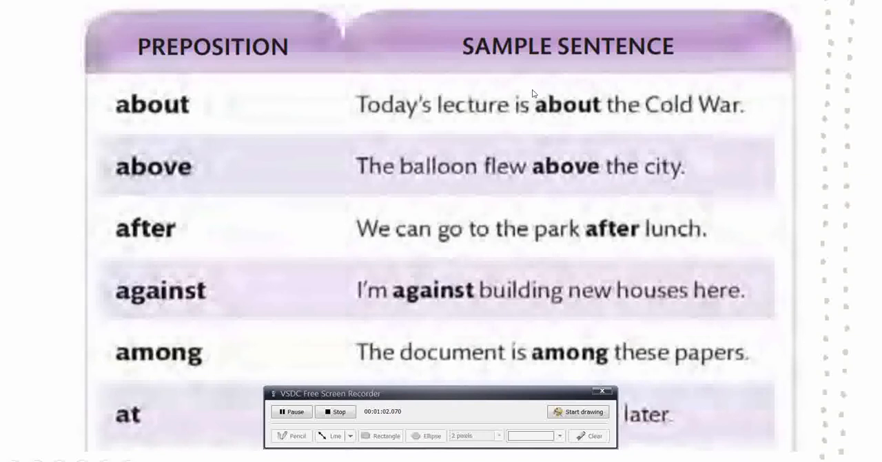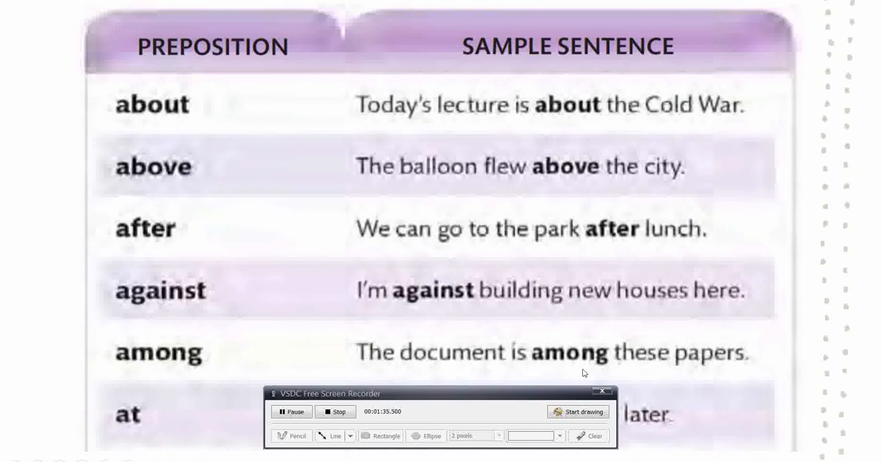Preposition and sample sentence. About. Today's lecture is about the Cold War. Above. The balloon flew above the city. This means not touching anything at the bottom. After. We can go to the park after lunch. Against. I'm against building new houses here. Against is also used for something that is placed touching something. If it is kept next to something, that is also against.